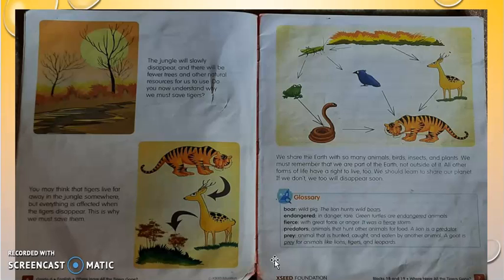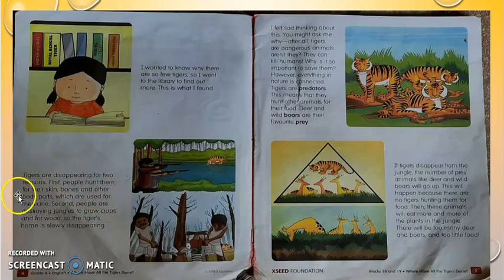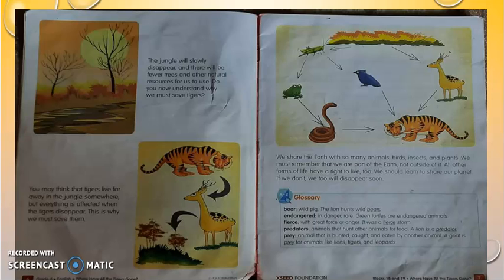Why are tigers disappearing? Tigers are disappearing because people kill them for their skin, their bones, and other body parts. They are also disappearing because people are destroying jungles to grow crops and for wood. So the answer is over here. And why has the author written this essay? So he has written this essay because he wants to persuade us, or convince us, to stop killing tigers.